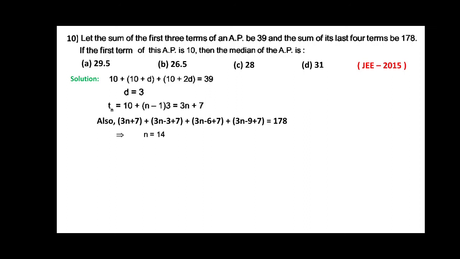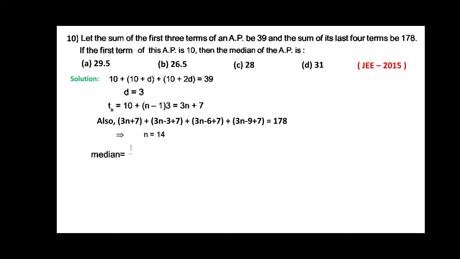But here we have to find the median of the AP. The median concept already came in the chapter on statistics, and we have studied it in earlier classes also. Median depends on the number of terms. If the number of terms is odd, we have one formula for the median, and if the number of terms is even, we have a different formula. Here n is equal to 14, so we have an even number of terms. For an even number of terms, the median is the average of the 7th term and the 8th term, because these two are at the center of the 14 terms.